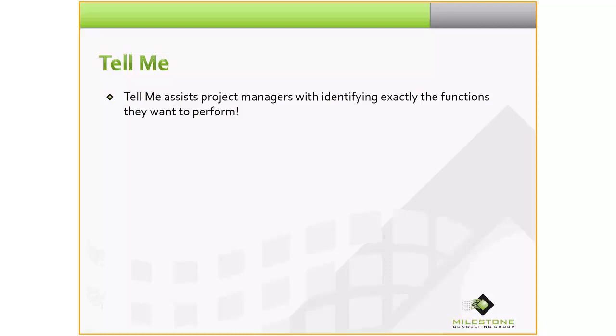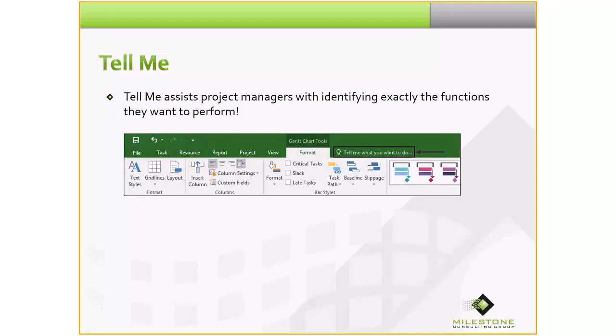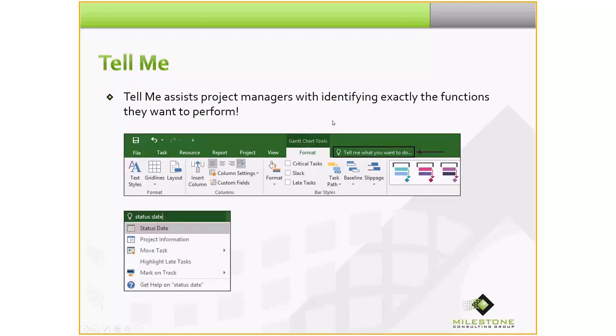Another new feature that was added in Microsoft Project is Tell Me. Tell Me assists project managers with identifying exactly the functions they want to perform. Okay? So just to the right-hand side of the Format tab, you will see Tell me what you want to do. So imagine clicking on that and then typing in status date. And then Microsoft Project provides a number of options for you to select from. So imagine at this point clicking on status date.